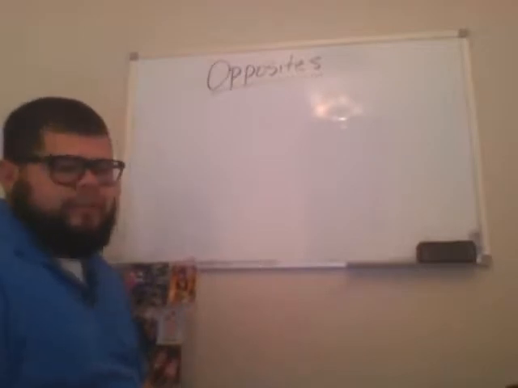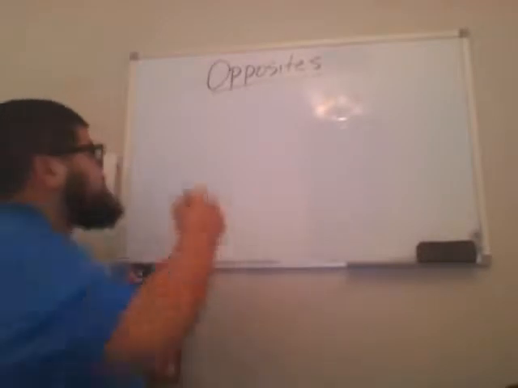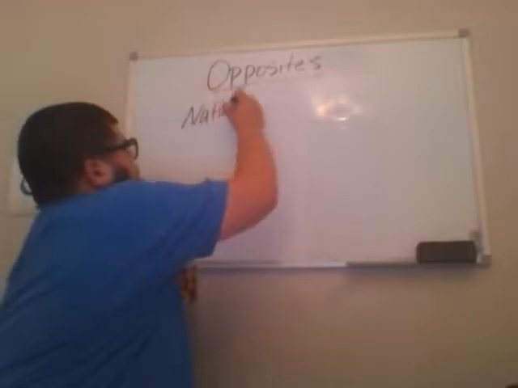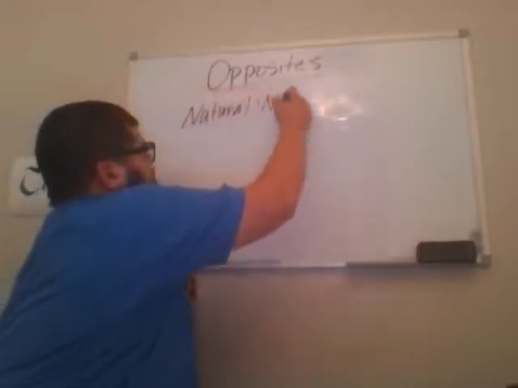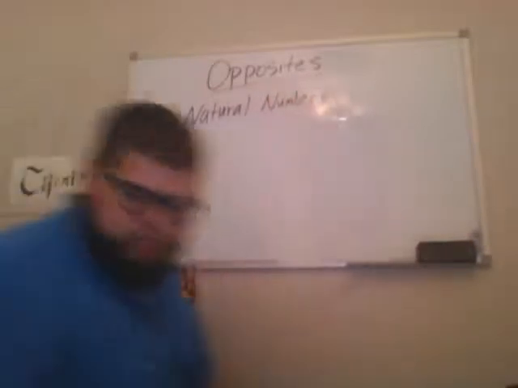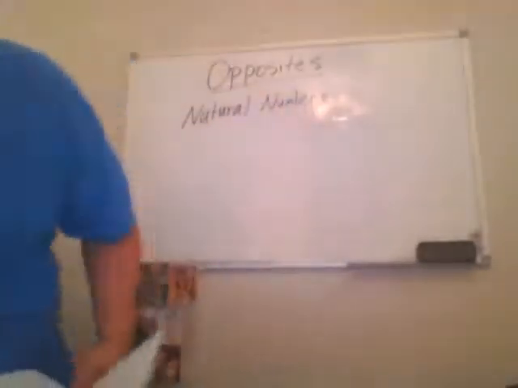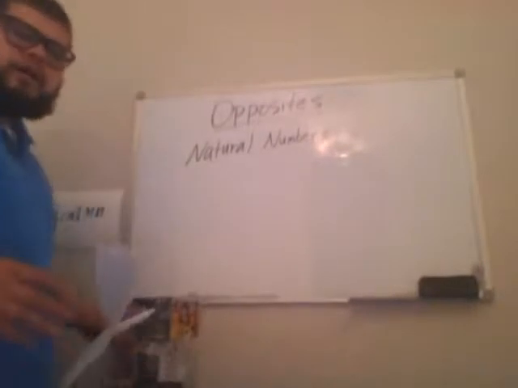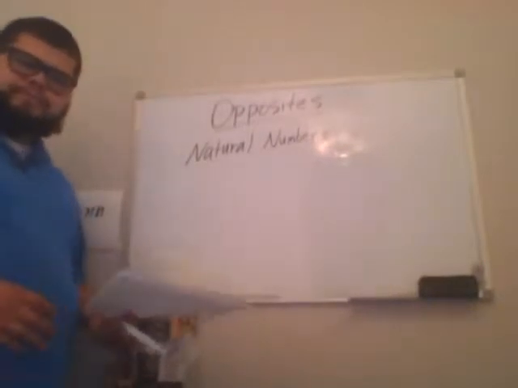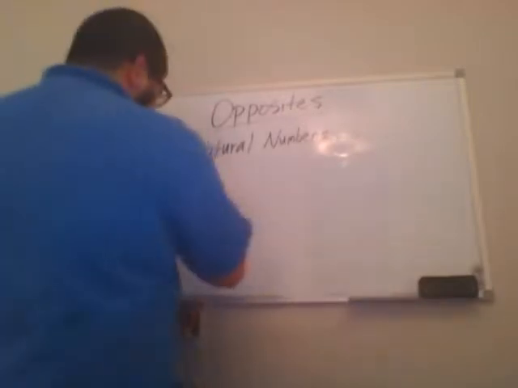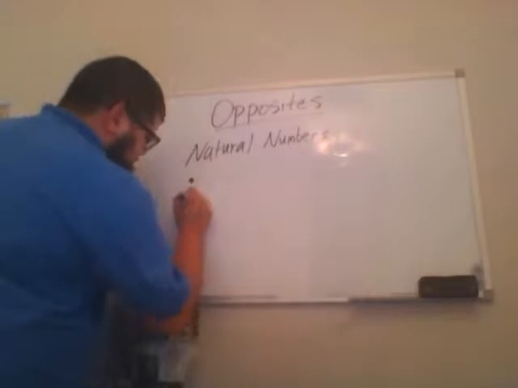So the first term we're going to talk about from the real number system was the natural numbers. The natural numbers started with what number? 1, right? Start with the number 1. So here we go, we've got 1.